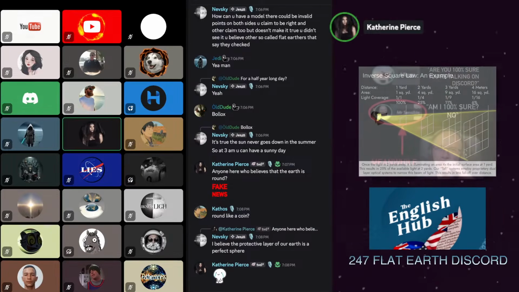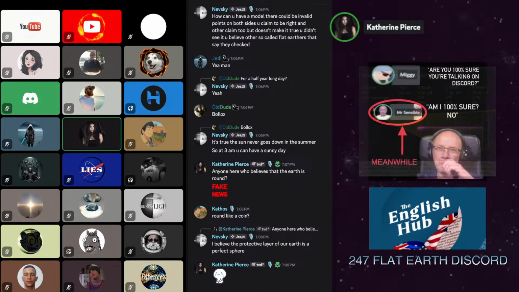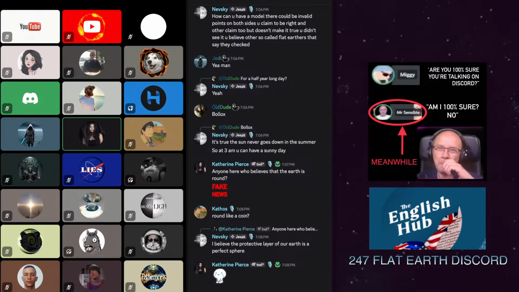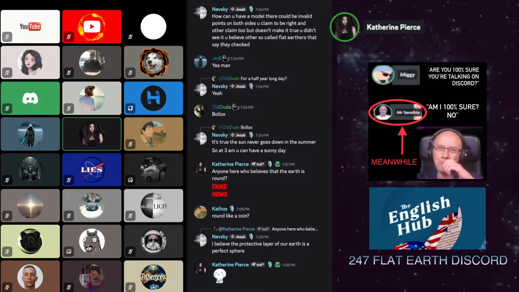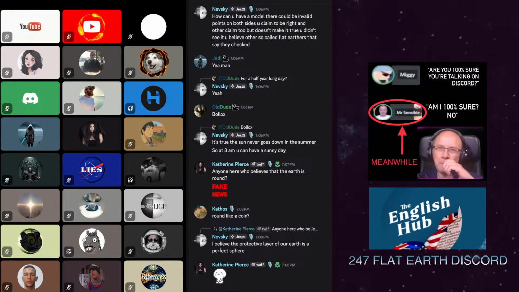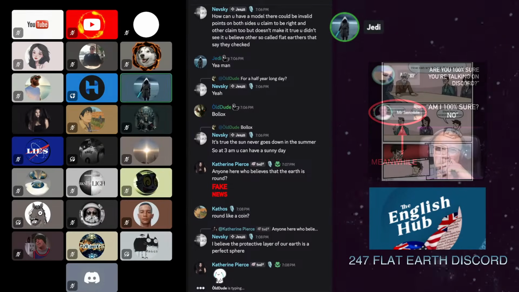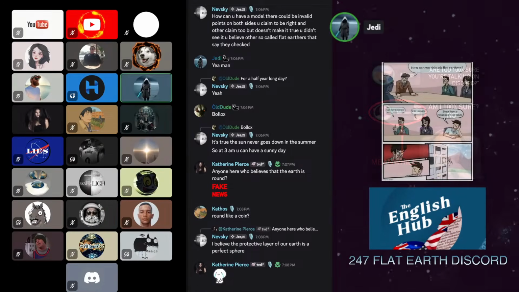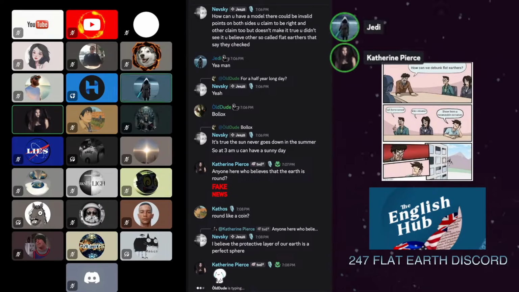I don't understand Nevsky. He's, I think, saying that the Earth's outer layer that protects us, probably meaning the atmosphere or the crust, is shaped like a perfect sphere, like a ball. I don't know. You'd have to ask him to explain that. The protective layer of our Earth is a perfect sphere. Don't know what he means by protective layer. Or she, I haven't got a clue. I think the Earth is almost a perfect sphere, but not exactly.